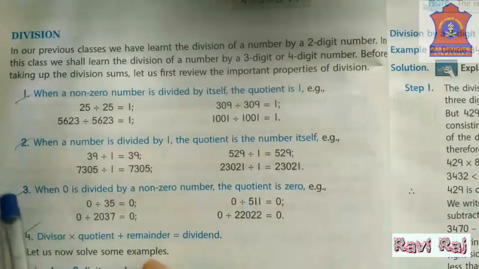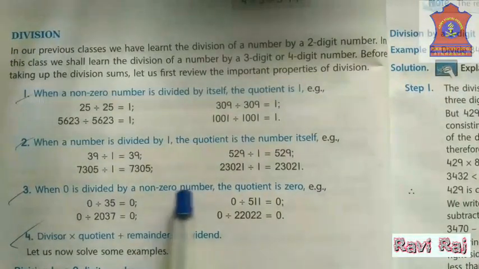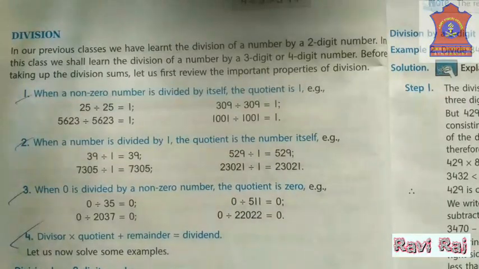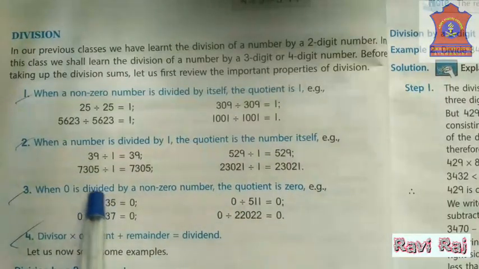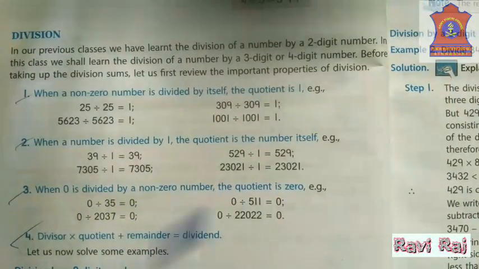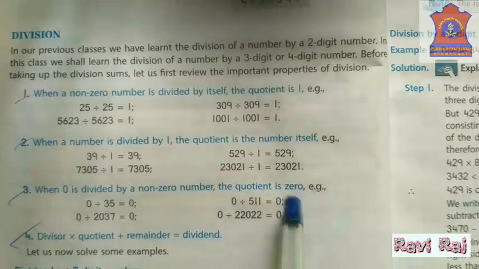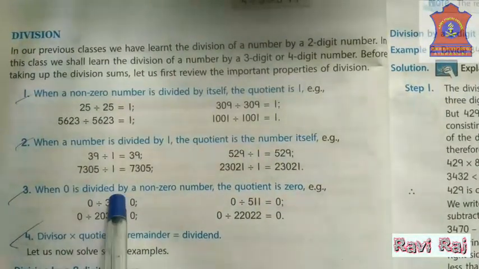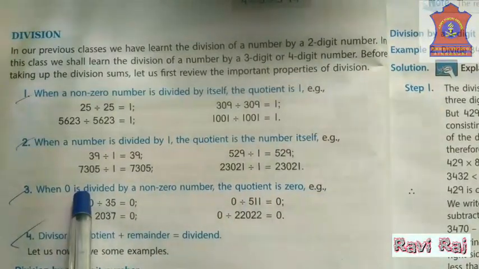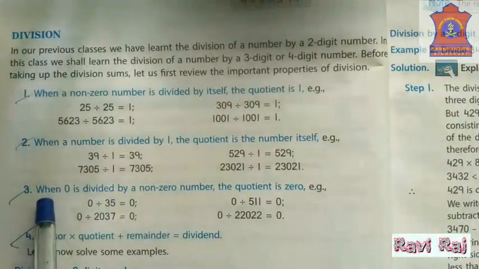Understood? Now the third property: when 0 is divided by a non-zero number, the quotient will be 0 only. Like 0 divided by 35, the answer will be 0. 0 divided by 511, the quotient will be 0. Similarly, 0 divided by 1, the quotient will be 0. So this is the third property.